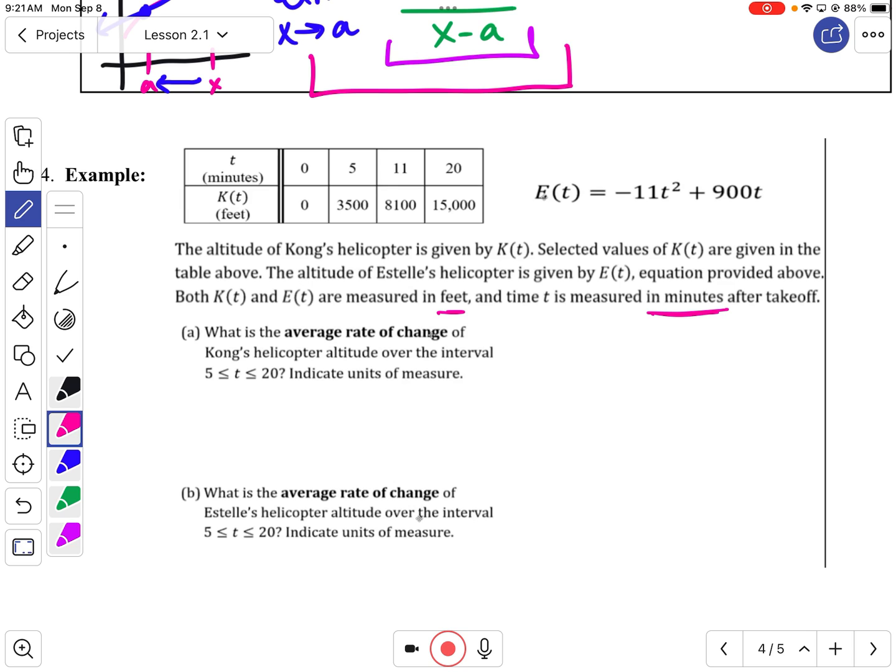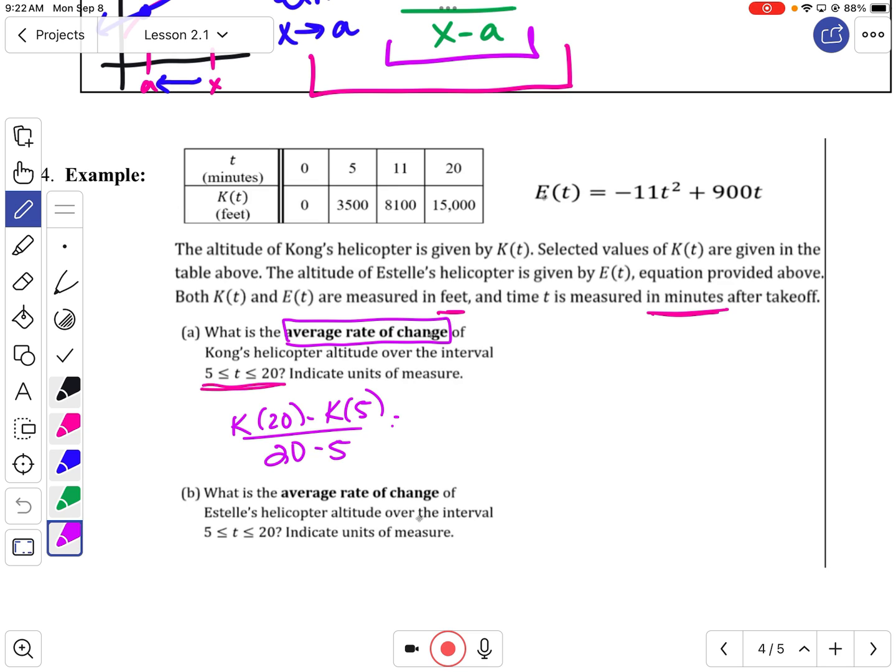So the first thing it wants is the average rate of change of Kong's helicopter altitude over the interval from 5 to 20. Okay, so it just wants average rate of change. So what are we going to do? Just the slope. Okay, we're just going to do the slope between those 2 points. Is it going to come from the table or the equation? The table. All right, it's going to come from the table. So we're going to take K of 20 minus K at 5 over 20 minus 5. So get me a value for that.